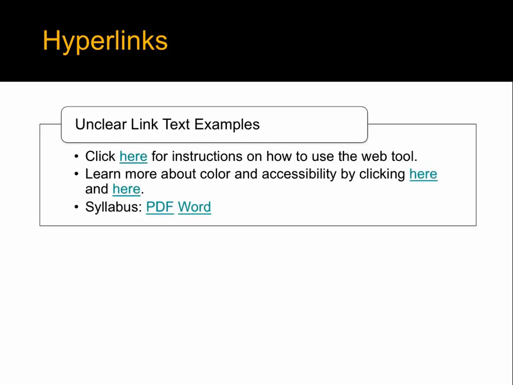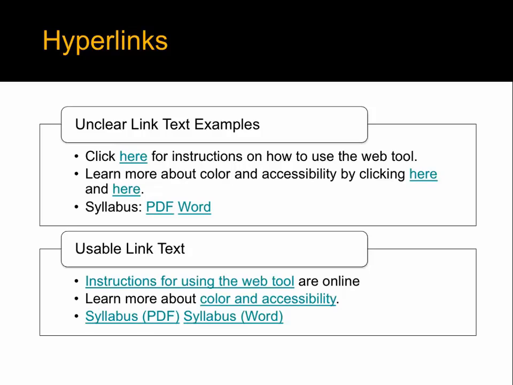We have some examples. Unclear link text examples say, click here for instructions, or learn more about color and accessibility by clicking here and here, or syllabus, PDF, Word. On the other hand, some usable links are instructions for using the web tool, in which those words are the link. Or learn more about color and accessibility, with color and accessibility as the link. Though that really clears it up. Even syllabus PDF and syllabus Word makes it clear for the student which link they really want to click on.